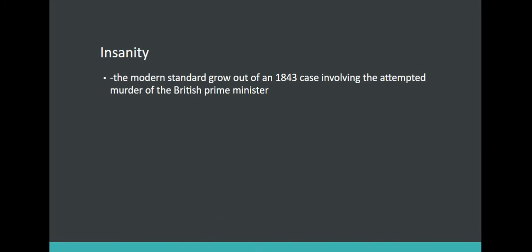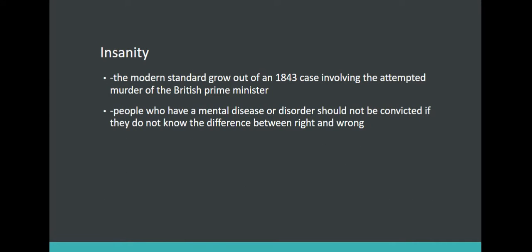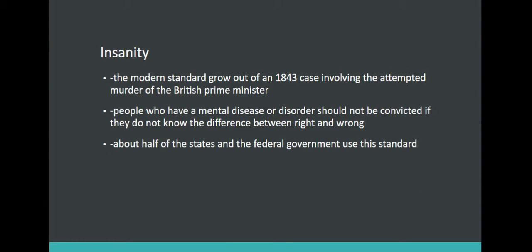The modern standard grew out of an 1843 case involving the attempted murder of a British prime minister. The idea behind insanity is people who have a mental disease or disorder should not be convicted if they do not know the difference between right and wrong. That's the definition I want you to get down. People with a mental disease or disorder should not be convicted if they do not know the difference between right and wrong. About half of the states and the federal government will use this standard.